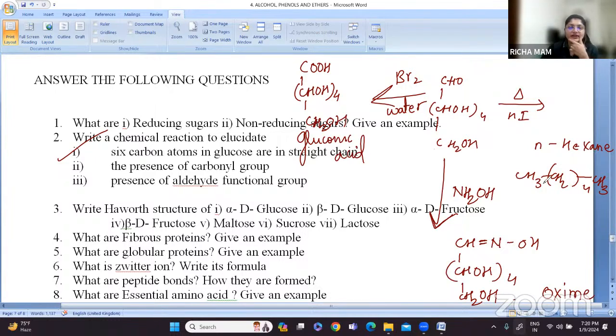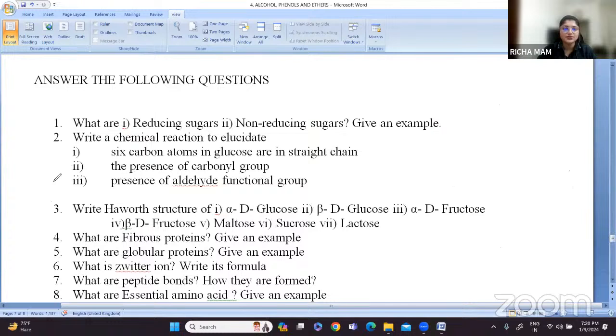So these are the chemical reactions which elucidate the presence of 6 carbon atoms in a straight chain. By treating it with hydrogen iodide, you get n-hexane. Then with hydroxylamine, you get an oxime, which shows the presence of carbonyl group. And when you treat it with bromine water, it confirms the presence of an aldehydic group, giving you gluconic acid. I hope this is clear. Yes, students, is it clear?